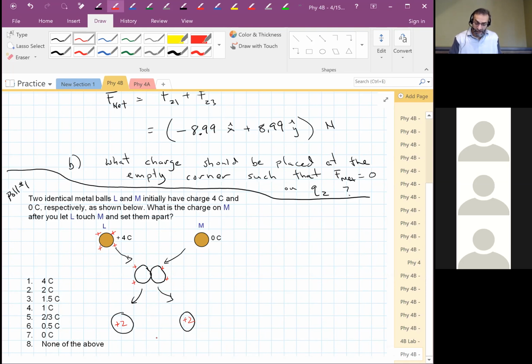Question about calculating net force. Yeah, we cannot calculate that now. So the question is about calculating a net force between a charged object and a neutral object due to the induced charge separation. And we really can't do that.